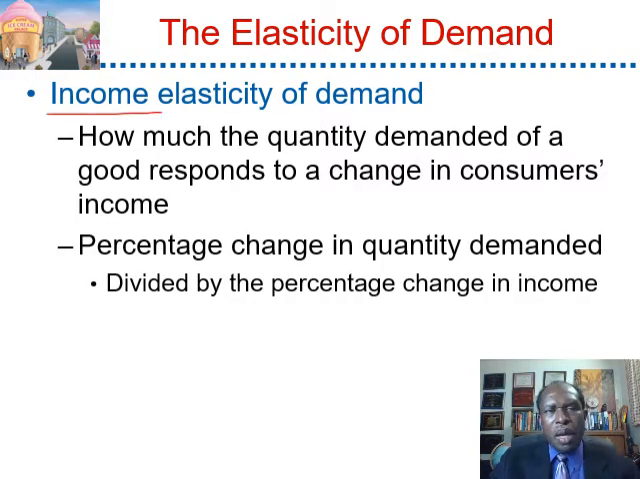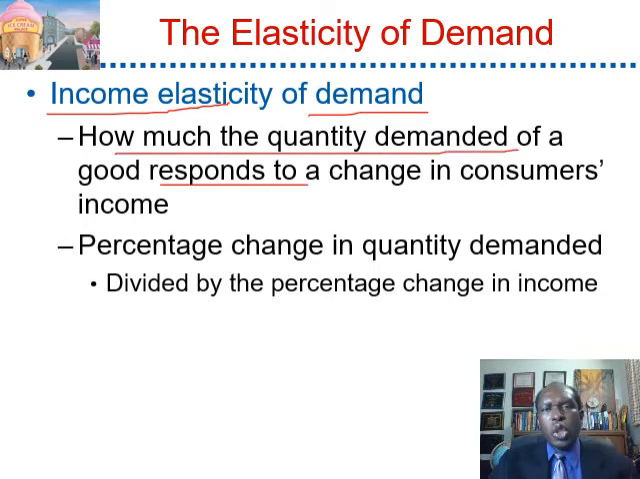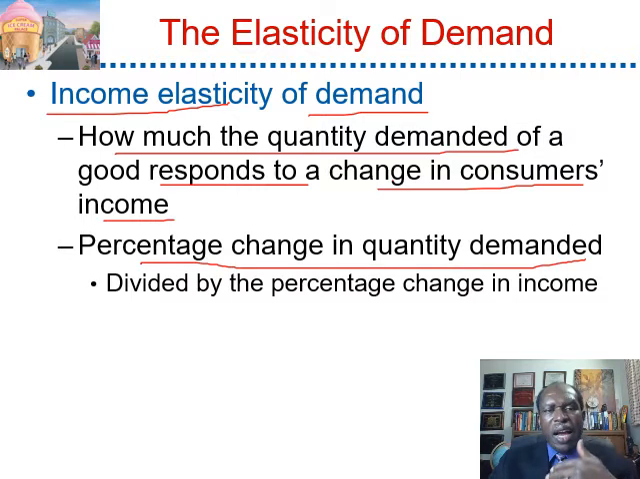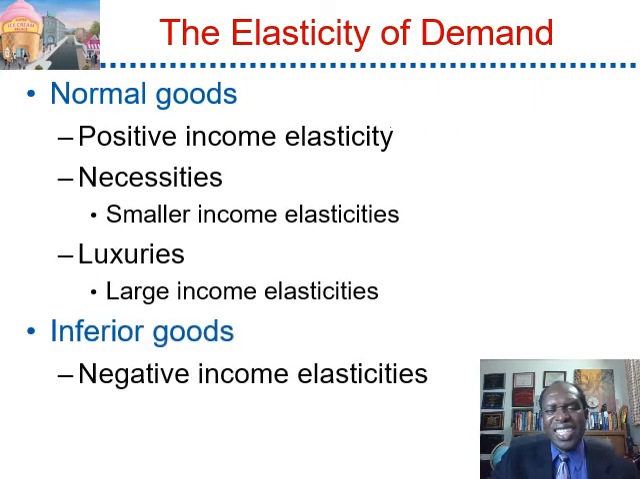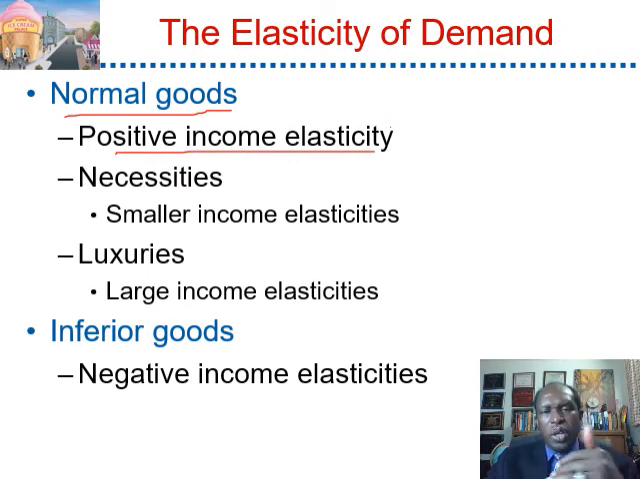Now let's talk about income elasticity of demand. Income elasticity of demand is defined as how much the quantity demanded of a good responds to a change in consumer income. It is computed by taking the percentage change in quantity demanded divided by the percentage change in the income. The value of income elasticity will allow us to determine what type of good we are talking about. For instance, for a normal good, we have a positive income elasticity. The value of the income elasticity will be greater than zero.